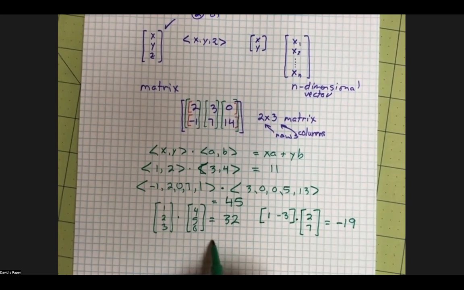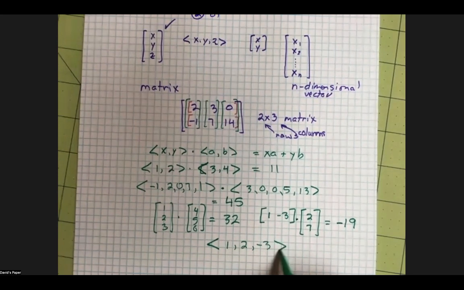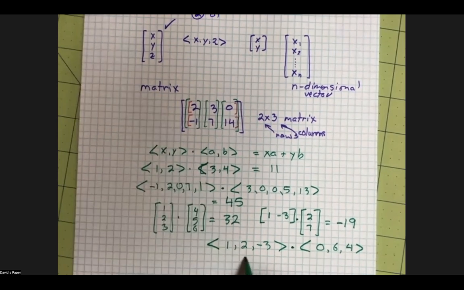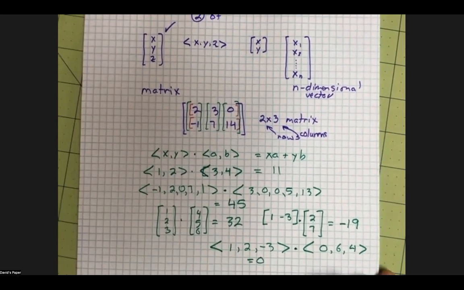You learned other cool tricks when you were doing vectors, like 1, 2, and -3. And then if I dot that with 0, 6, and 4, notice if I dot two vectors, 1, 2, -3 and 0, 6, 4, and get 0, that had special meaning in our calculus class. The meaning when you dot two vectors and get 0 is these two vectors were perpendicular to each other. They were separated by 90 degrees. We're going to use that.